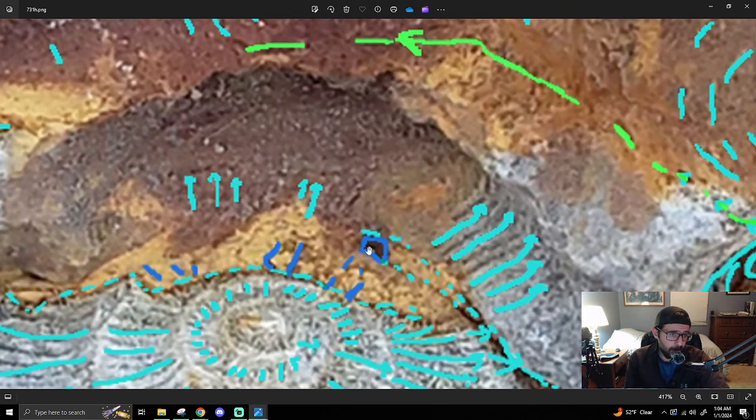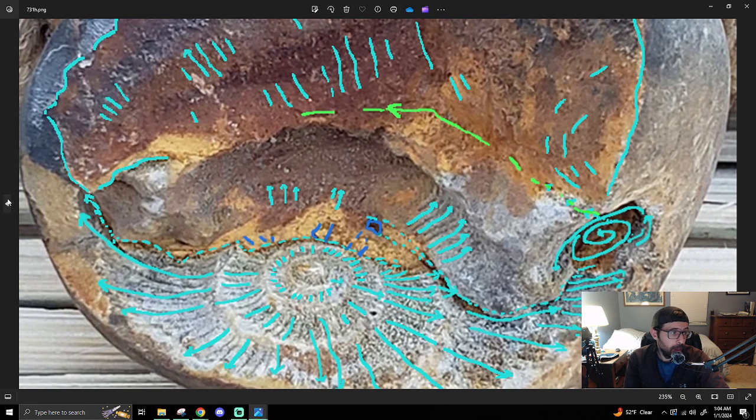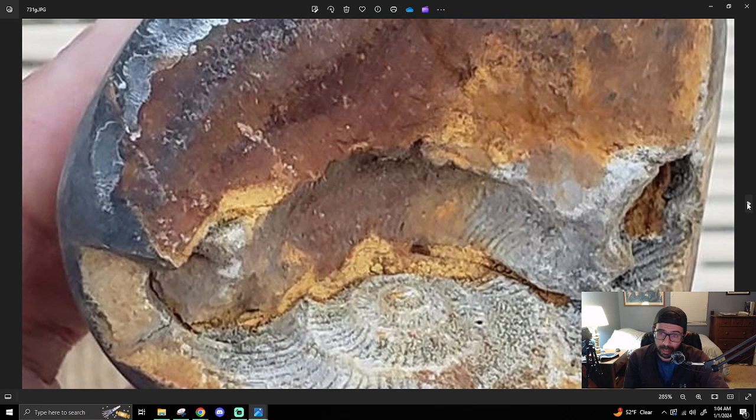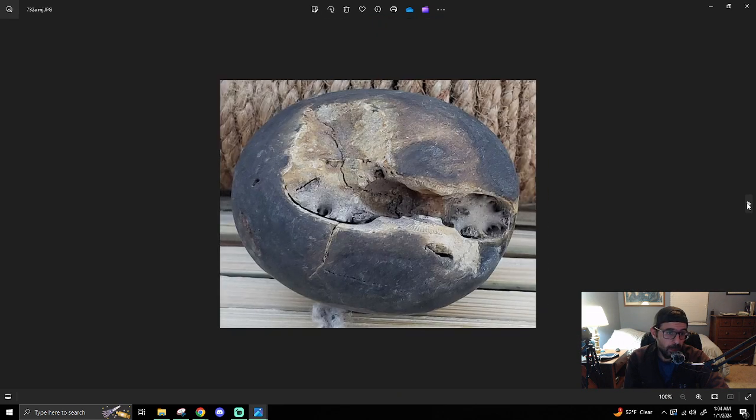Then there's little paths through here that these blue lines are, that the current from here got into over there, and then through there. Okay. So that one's real cool.